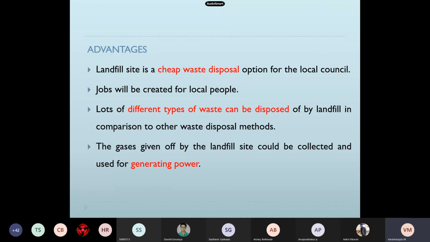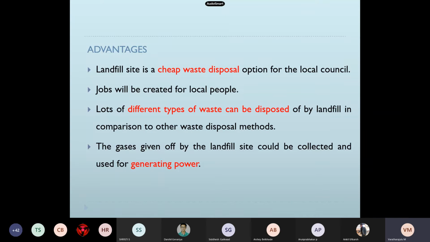Think over how the jobs will be created for the local people. A lot of different types of waste can be disposed of by landfill in comparison to other waste disposal methods, and only by comparing the other disposal methods can we differentiate this one. Anyway, we'll discuss that at a different time. The gases given off by the landfill site could be collected and used for generating power.